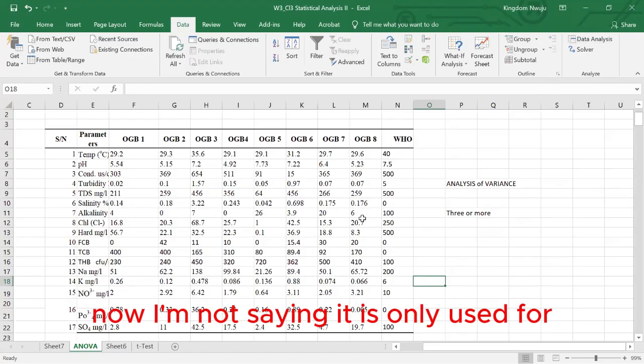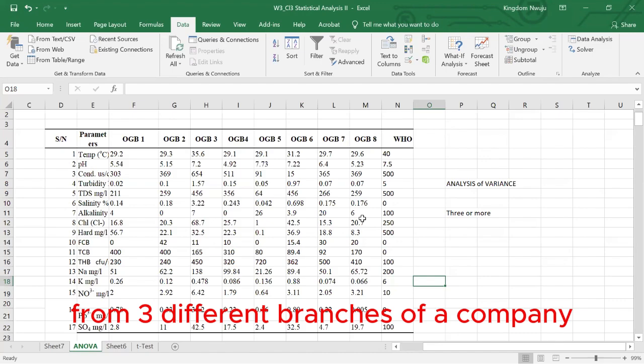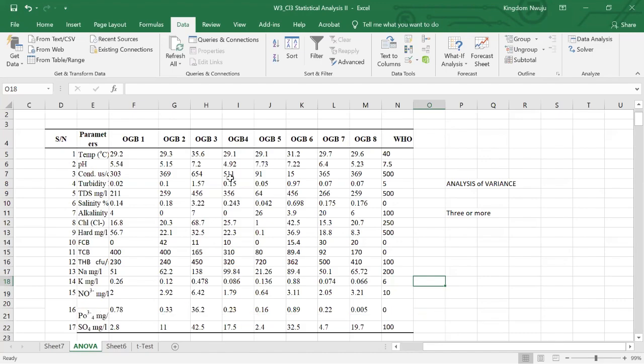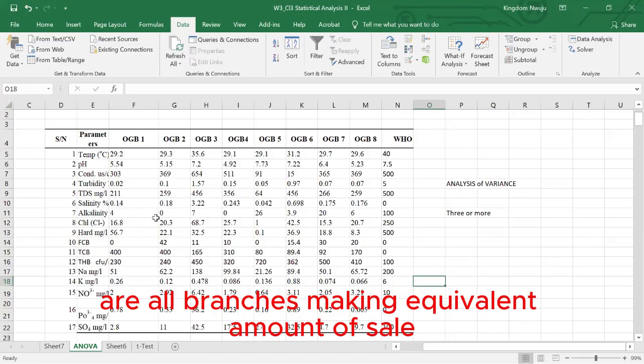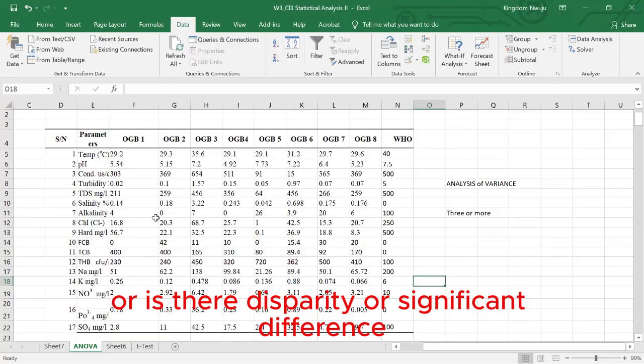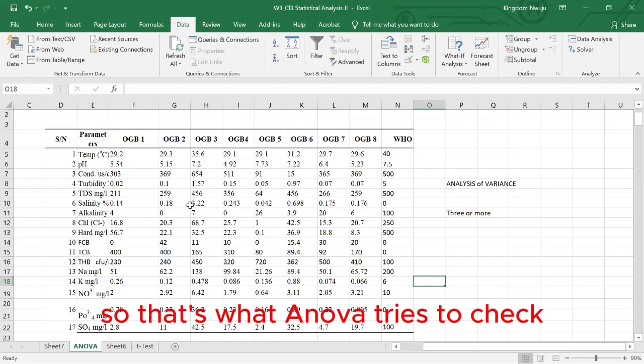Now, I'm not saying it is only used for water quality analysis. Think of it like sales from 3 different branches of a company with respect to some products. I want to find out, is the sale all equivalent? Are all branches making equivalent amount of sale? Or is there disparity or significant difference between the sales in these branches? All right, so that's what ANOVA tries to check.